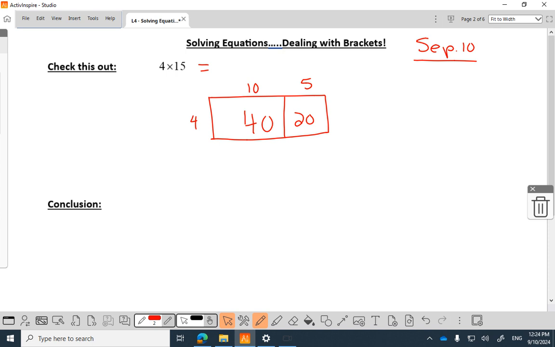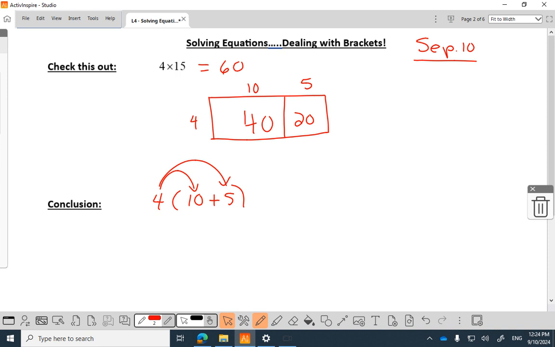So, answer, what do we got? 40 and 20? What's 40 and 20? 40 and 20. 60, okay? So I hope that was broken down. That idea can be used, and you were supposed to have done this last year, but if you don't remember, I've retaught it here. I could have done this question this way. I could have thought of 4 times 15 as breaking the 15 into 10 and 5, and then multiplying the 4 by the 10, and then multiplying the 4 by the 5.